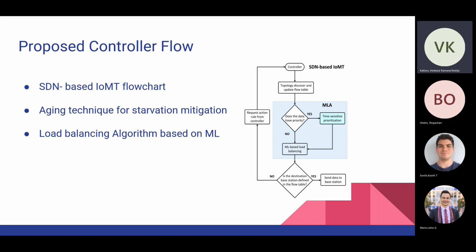And if the number of base stations used is more, as in the 5G and 6G technologies, then for such scenarios, this will be implemented on the SDN controller so that it can monitor both nodes and base stations and can perform the ML based load balancing process. And then it will check whether the destination base station is defined in the flow table or not. If it's there, then the data will be sent to the base station. Otherwise, it will go back to the controller and repeat the process.